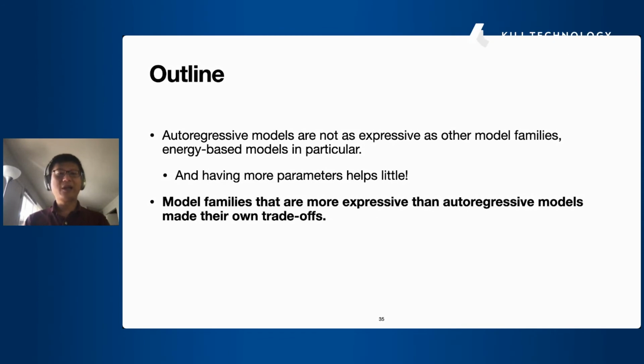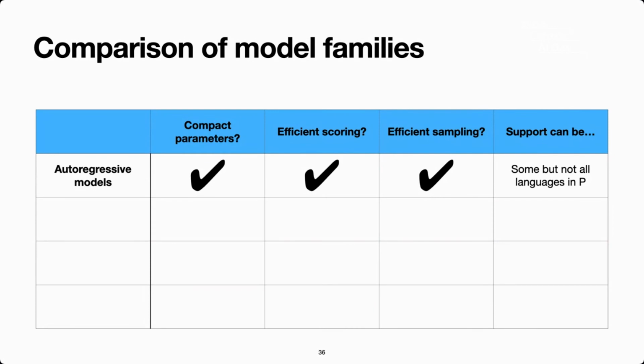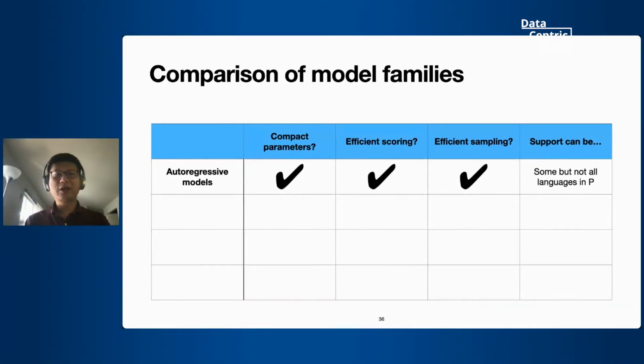Now, we look at alternative model families that are more expressive than autoregressive models. We have discussed autoregressive models. They have fixed model size, and they support both efficient scoring and sampling of strings, but they assume a left-to-right factorization. It turns out that if a distribution has a certain support in the class P, then the factors will be NP-hard to compute. So autoregressive models cannot deal with such distributions.